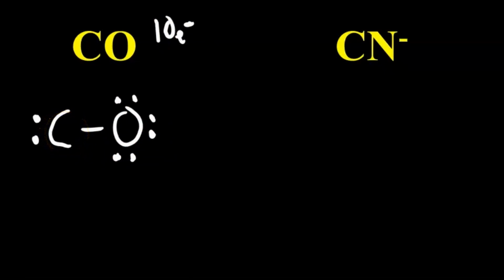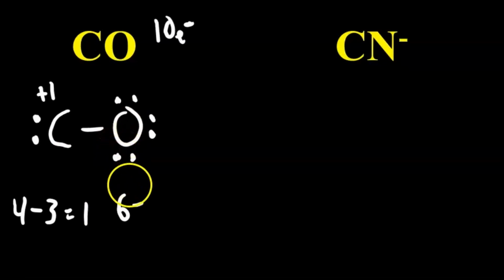Now the next step, we need to add the charges. The charge equals the expected minus the owned. For carbon, we expect there to be 4. And it currently owns 3 because there's 1 electron in each bond. 1 electron is owned by the carbon. The other electron in this bond is owned by the oxygen. So this has a charge of +1. And then oxygen, we expect it to have 6 from our periodic table. How many does it own? 1, 2, 3, 4, 5, 6, 7. It owns 7, so its charge is -1.